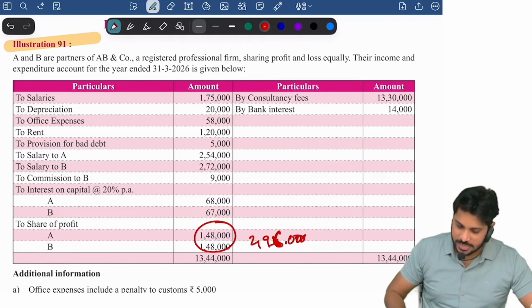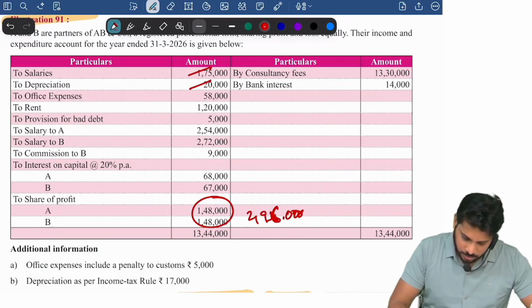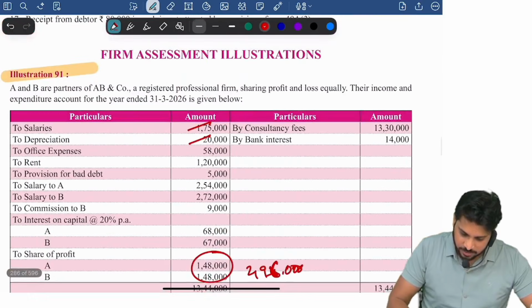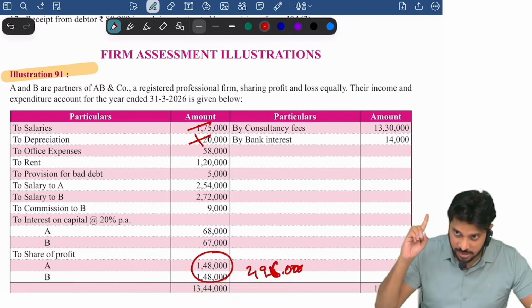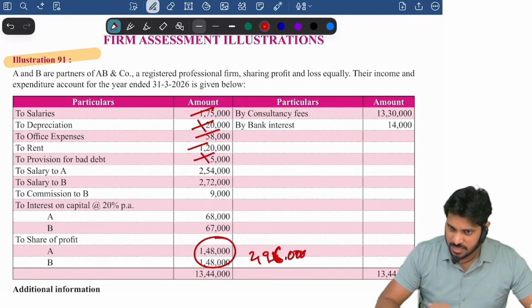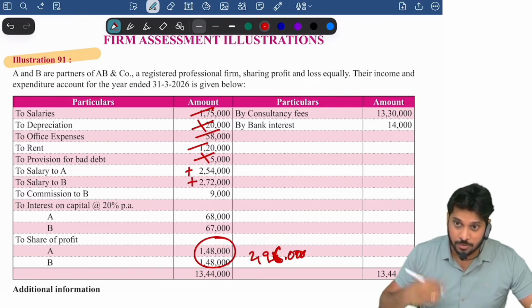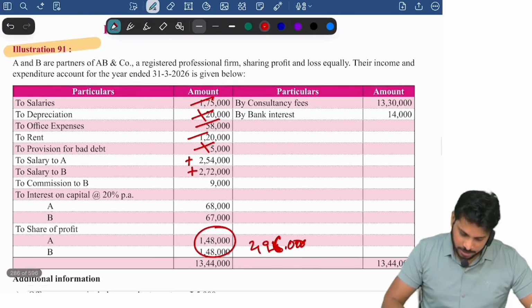Yeah, 2,96,000. Salaries allowed. Depreciation allowed. No, depreciation as per income tax is 17. So this I will disallow. 17 I will reduce separately. Office expense allowed. Rent allowed. Provision for bad debt. Provision not allowed. Provisions are always disallowed. Salary to A, I will add back because I have to compute book profit and then reduce it. Commission to B.